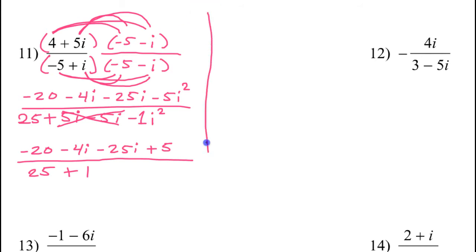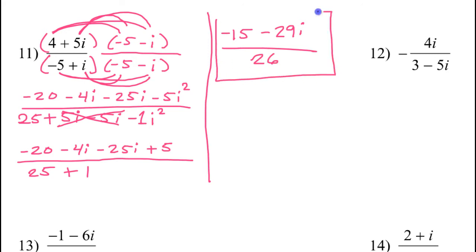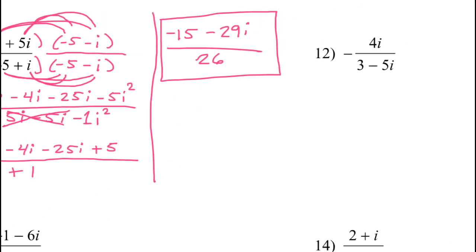Alright, so now we'll bring the rest of my calculations up here. Combining like terms, I've got negative 20 plus 5, so that's going to be negative 15. Negative 4i minus 25i, that's minus 29i. Always put the imaginary term last. And this is all over 26. So there is no common factor, so this would be an acceptable answer for number 11. There are a few other acceptable answers.